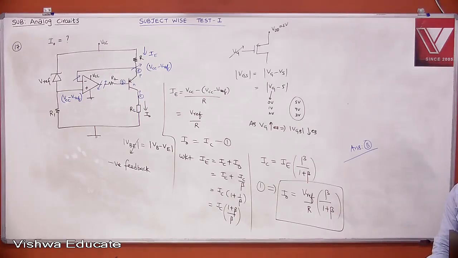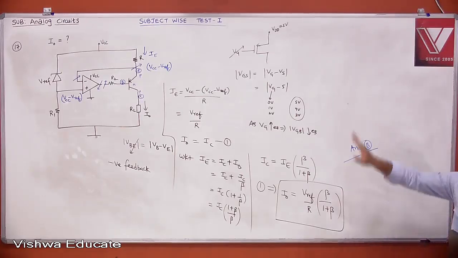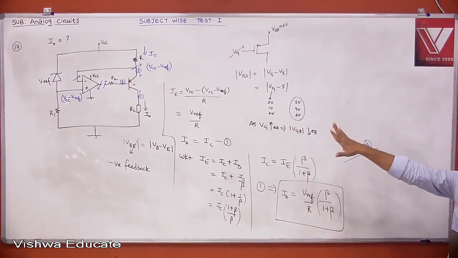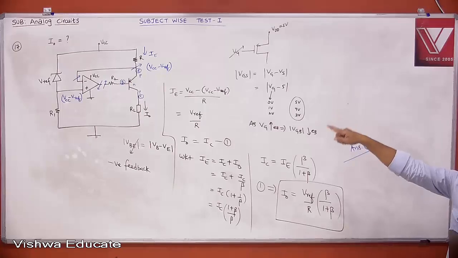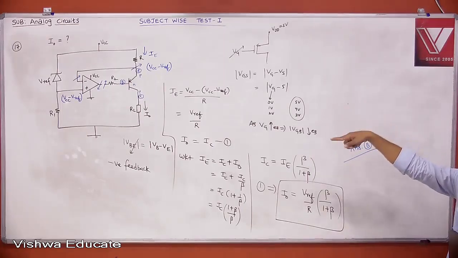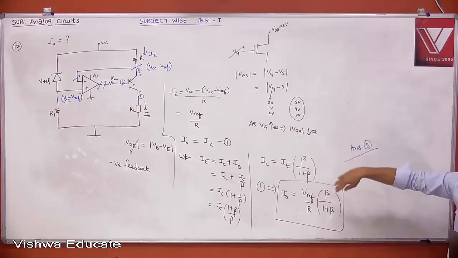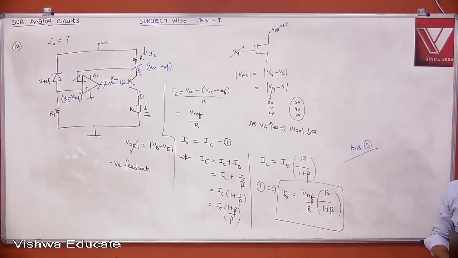I'll give you 1 minute time. Try to do it. Okay, we found negative feedback. Simple. Negative feedback, virtual current concept. Then the plus voltage is the same voltage there. IE we got because that is a PNP transistor. Then we are trying to find IC. Got the relation between IC and IE. We got the answer. Done.